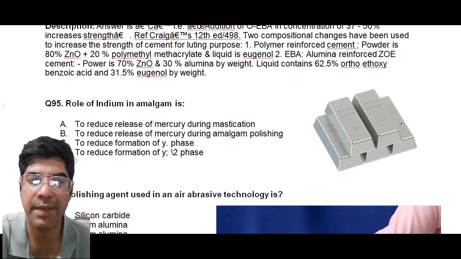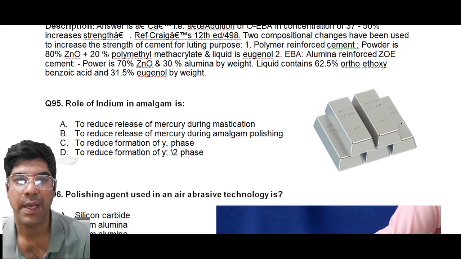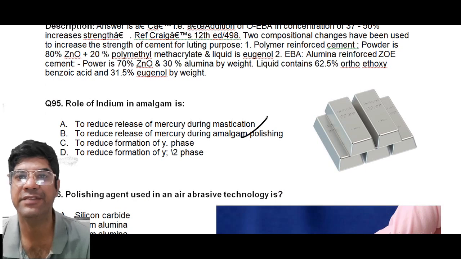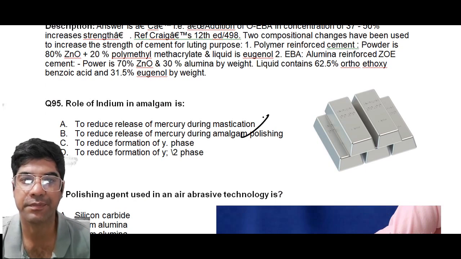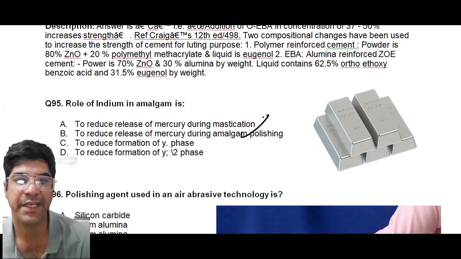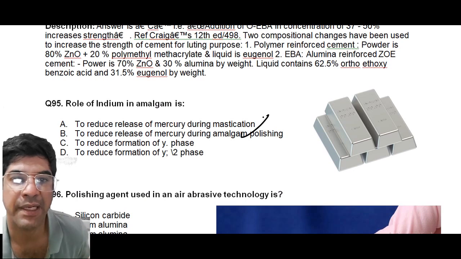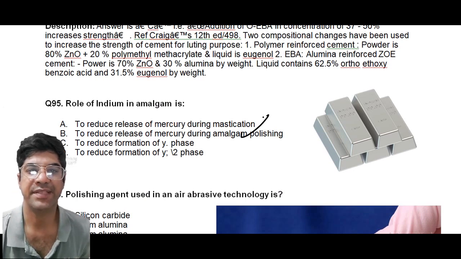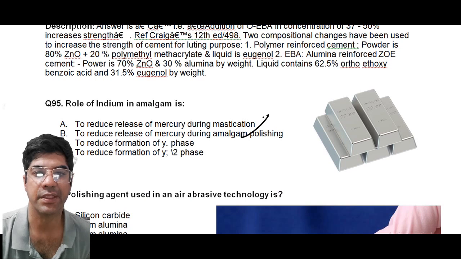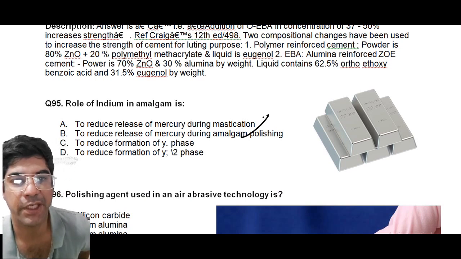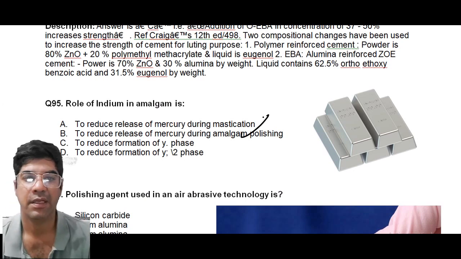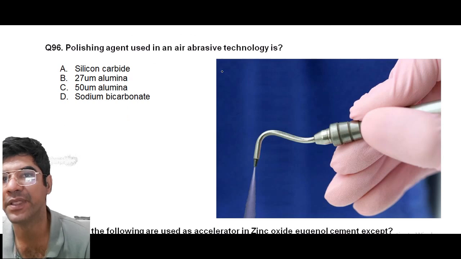The role of indium in amalgam is to reduce the release of mercury during amalgam polishing. Indium is added to dental amalgam to reduce the release of mercury vapors when set amalgam is abraded during polishing. So it helps to minimize the potential exposure to mercury vapors. That is a safety concern while working with dental amalgam restoration.